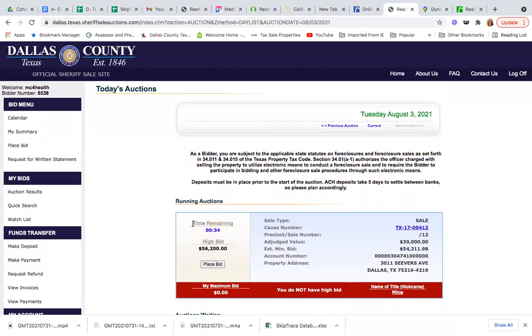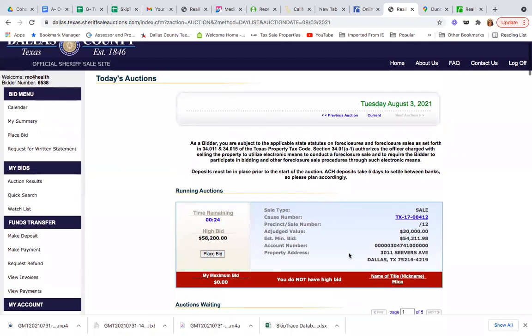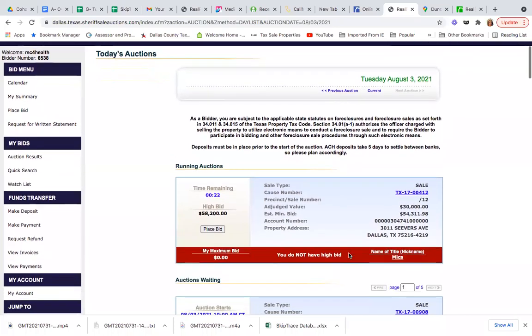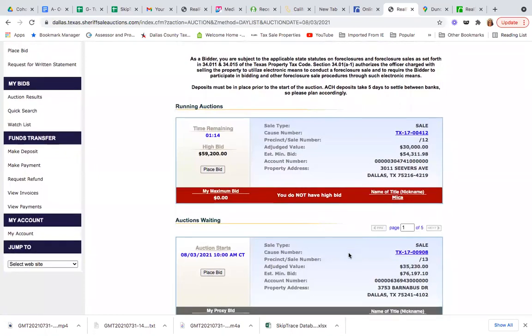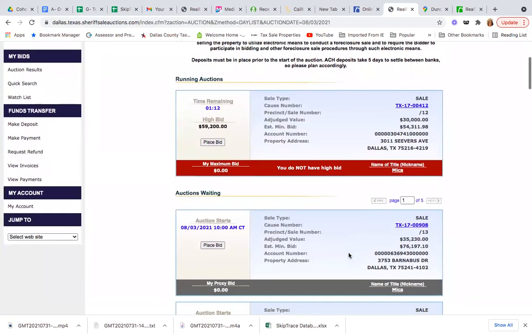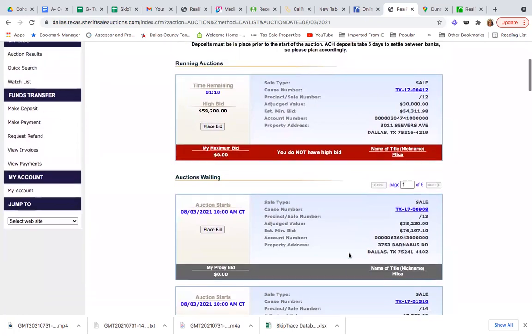And the biggest thing is the time remaining. This is so new to me, you guys, because I've basically been bidding on bid for assets more than I have Dallas County or realauction.com. So, yeah, I just wanted to share my bidding platform. And I'm going to get off because I don't want to miss my next bid. I think a property is coming up shortly.